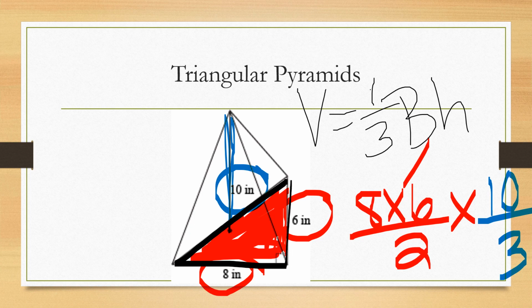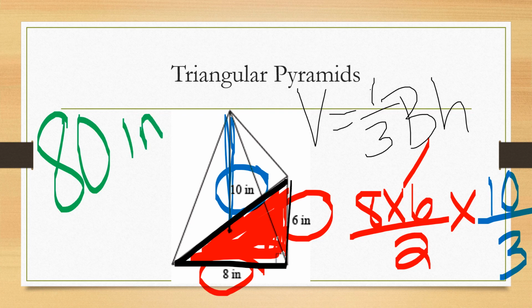Now you could do it all at once. You could do 8 times 6 times 10 divided by 2 divided by 3. That's fine. Or you can do the area of the base, which is 8 times 6 divided by 2, then times 10 divided by 3. Get the same answer no matter which way you do it, but you have to be sure you're multiplying the 3 numbers, 8 times 6 times 10, and you have to divide by both 2 and 3. So on this one you get 80 as the answer. So you get 80 inches cubed.